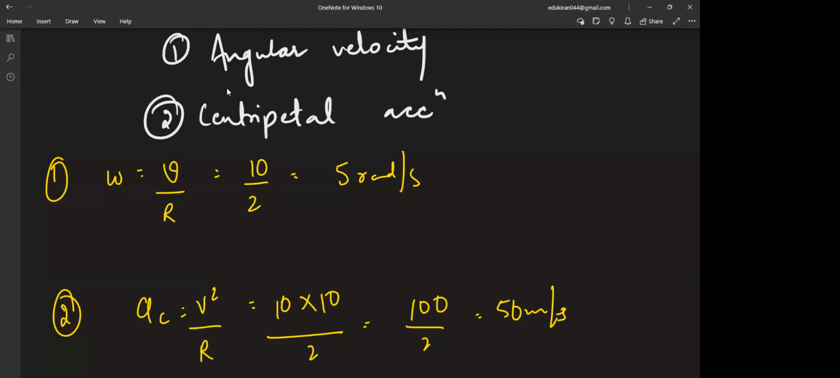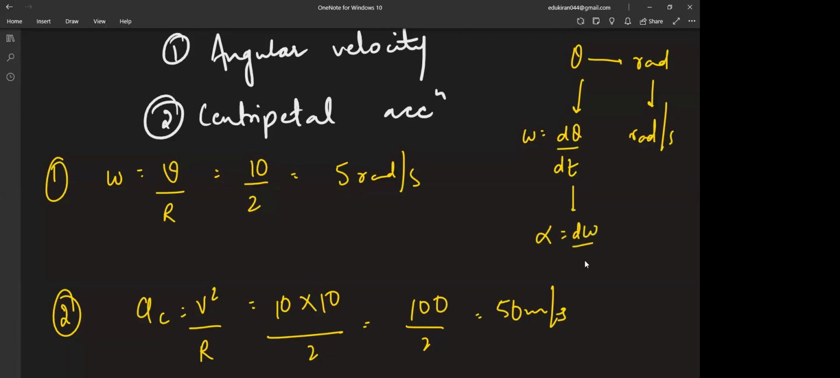SI unit. See, radian is for theta. So when we have omega as d theta over dt, this becomes radian per second. And then when you have angular acceleration, that becomes d omega over dt. So this becomes radian per second square. Like we have meter per second square, meter per second, meters, similar.